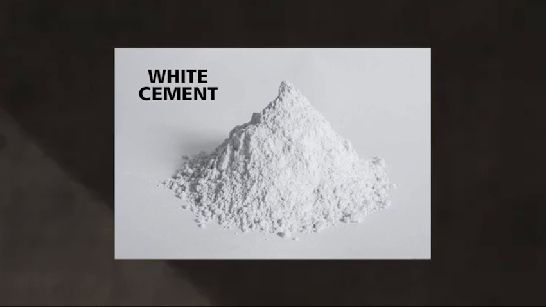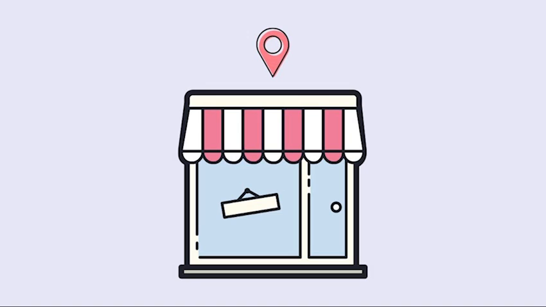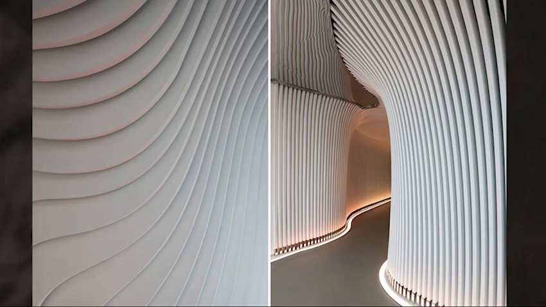Types of cement. White cement is an ordinary Portland cement in which iron and manganese oxides are added to increase the whiteness of the cement during manufacturing. White cement is easily available at any local hardware store. White cement helps in making marvelous architectural designs.